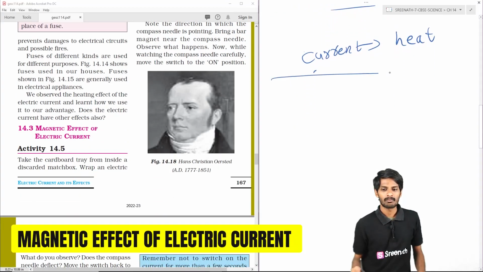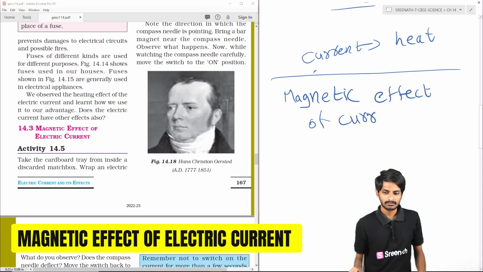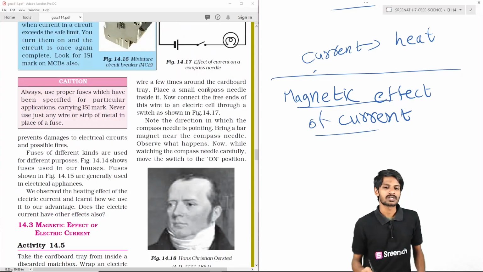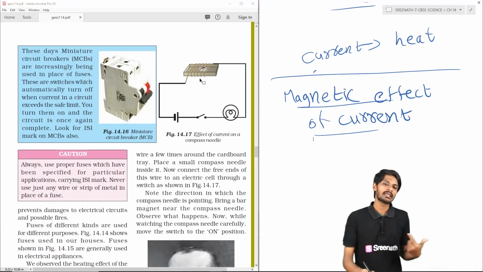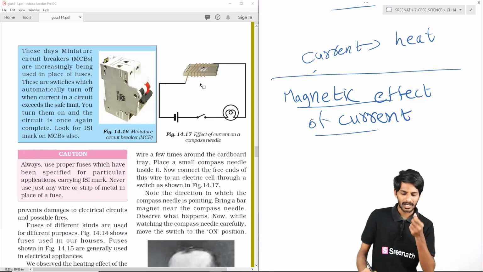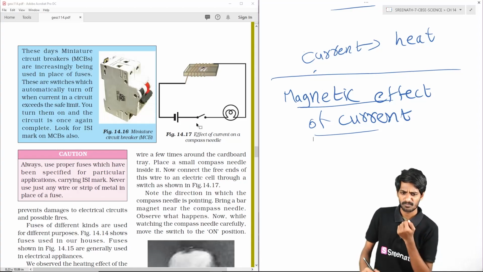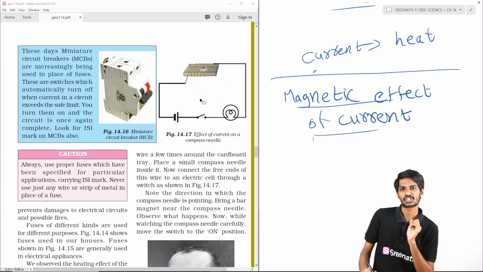The next thing is the magnetic effect of current. Take a matchbox and place a compass in it, and curl a wire on it. Connect that wire to a bulb, to a power supply like a battery, and to a switch. Now switch on. When the switch is on, the circuit is closed and the bulb glows. At that time the magnetic compass will show some deflection.